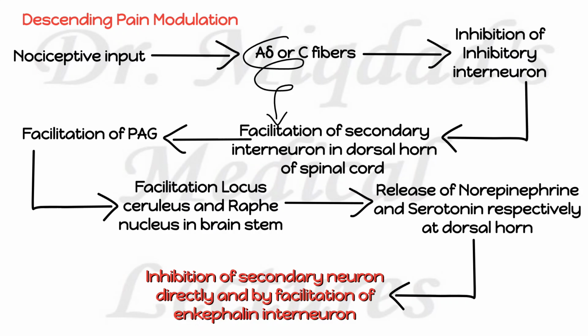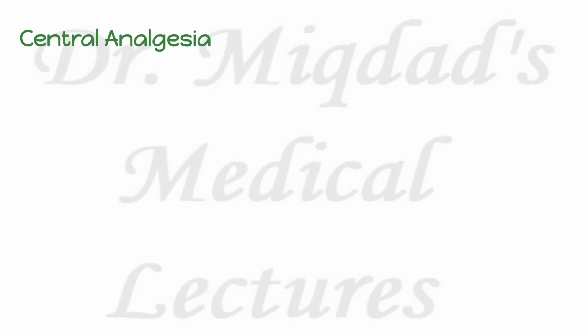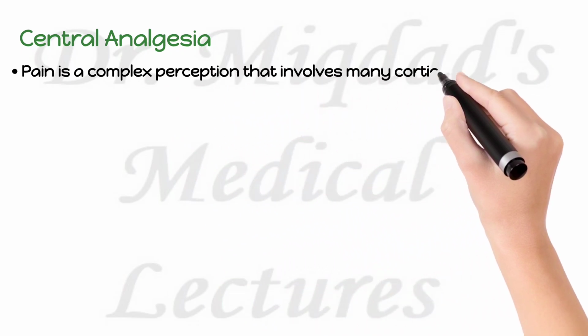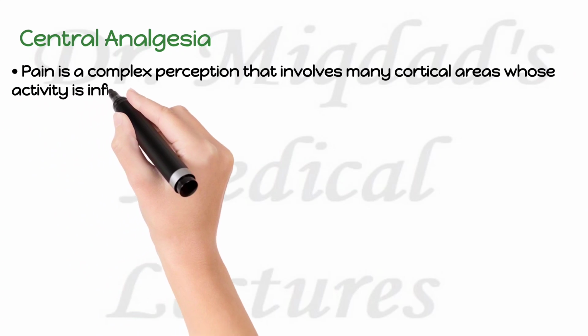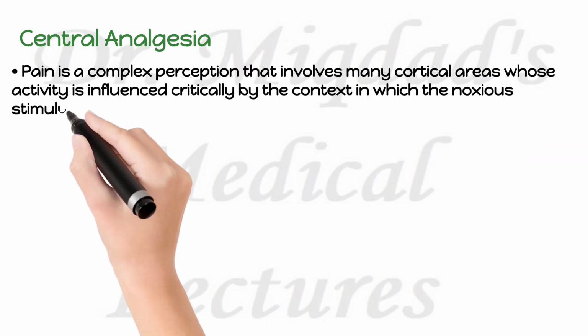Next, come to central analgesia. Truly speaking, this is also a part of the descending pain suppression system, but I am discussing it separately as more higher centers like the limbic system, hypothalamus and other higher cortical areas are involved in this mechanism. We all know that pain is a complex perception that involves many cortical areas whose activity is influenced critically by the context in which the noxious stimulus is presented, as well as by an individual's prior experience.